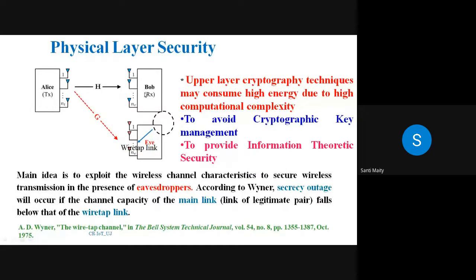What are the benefits? As I already said, upper layer cryptography techniques consume huge computing power, energy, and computational complexity. Information theoretic security avoids cryptography key management. What does this security mean mathematically? We have a good channel and a bad channel, so we will have good data transmission and bad data transmission.